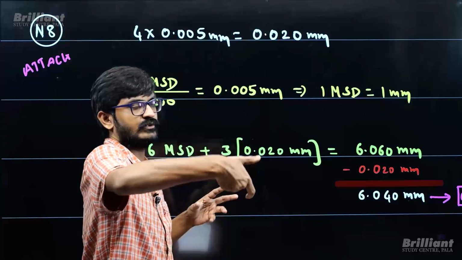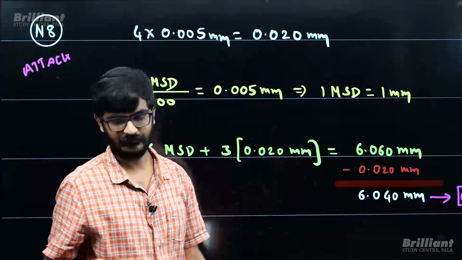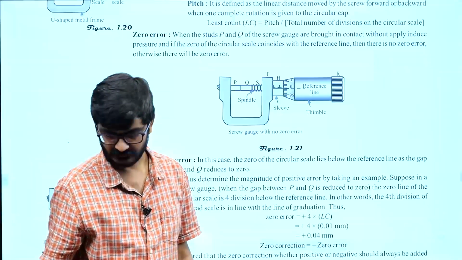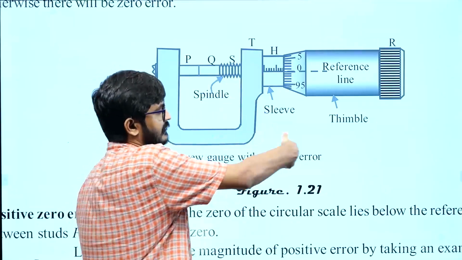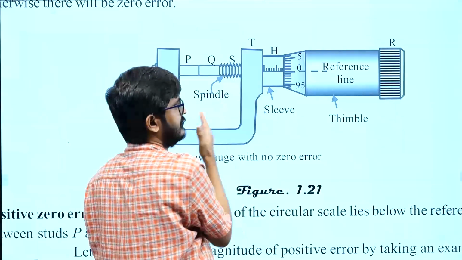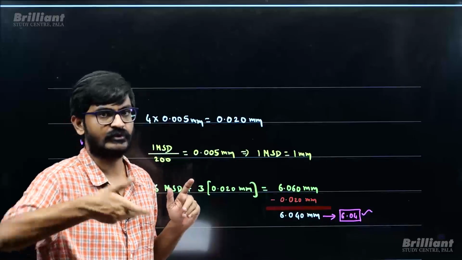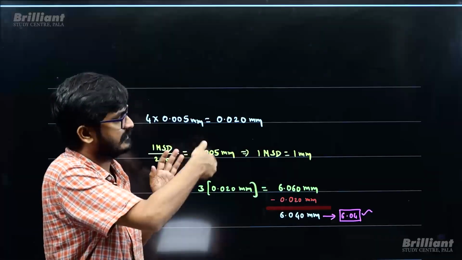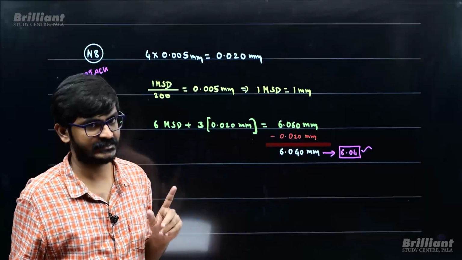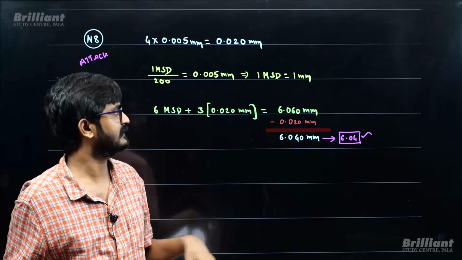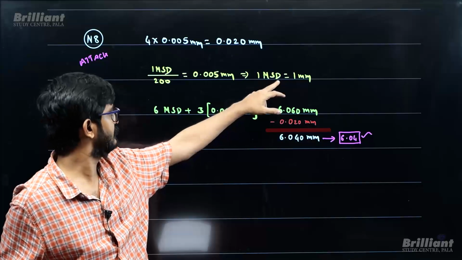So the meaning is, when you rotate the circular scale one complete rotation, the main scale advances by 1 millimeter. So one main scale reading is 1 millimeter. Now the main scale advances by 6 divisions when you put an object. One main scale reading is this much, so 6 main scale readings will be 6 times that, right?